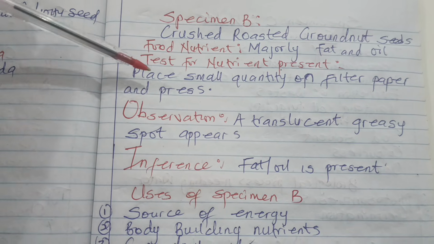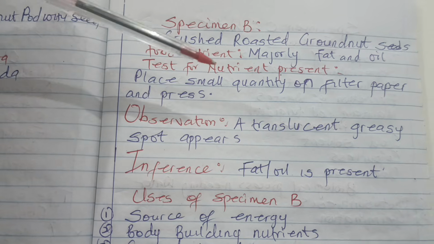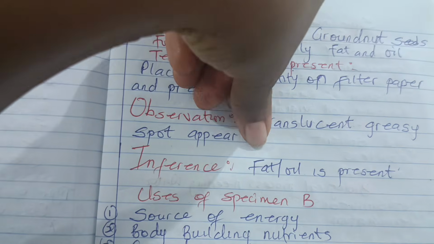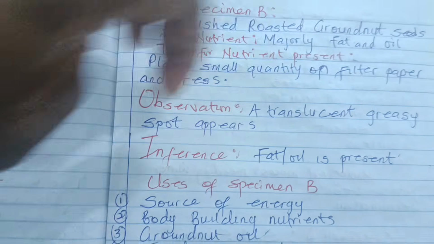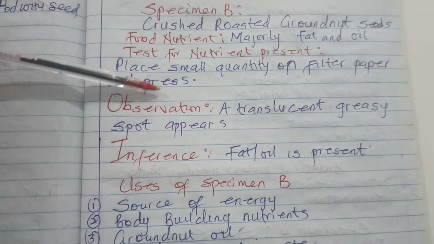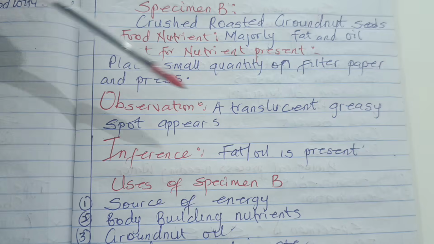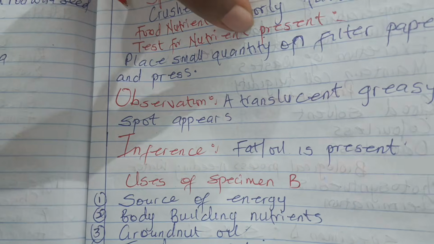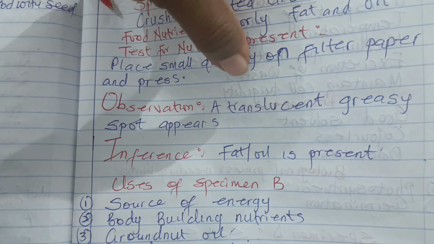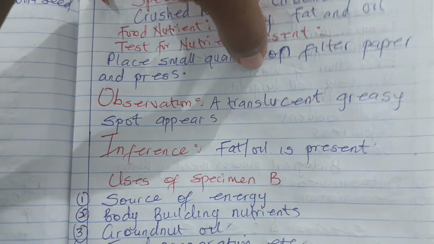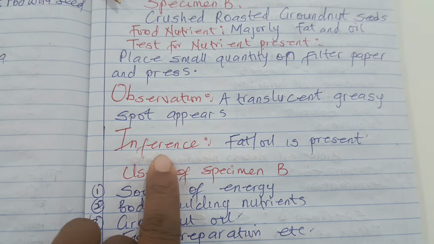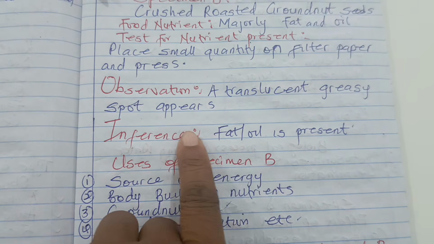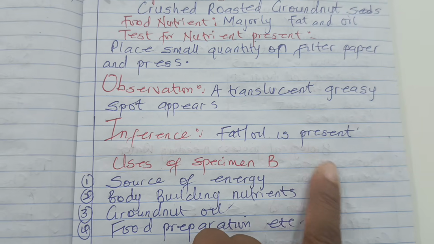You might be asked to place a small quantity on a filter paper and press it. Okay, when you put a little of the groundnut, you press it like this. What will you notice? Observation. A translucent greasy spot appears. Okay, on the paper you will see a translucent spot. It's not entirely transparent. You can't see 100%, but you can see a bit through it. Then the inference, what do we conclude from that? That translucent greasy spot shows us that fat and oil is present.